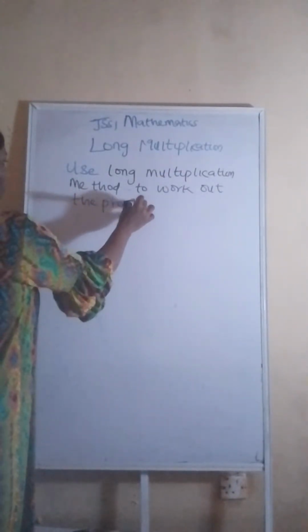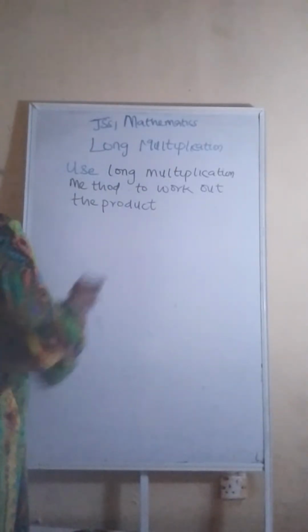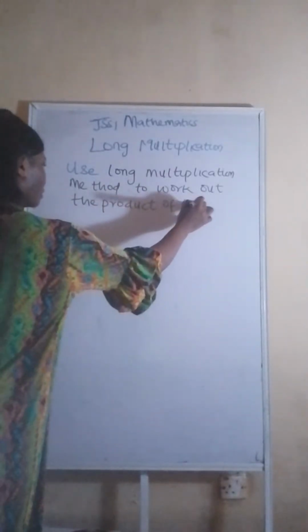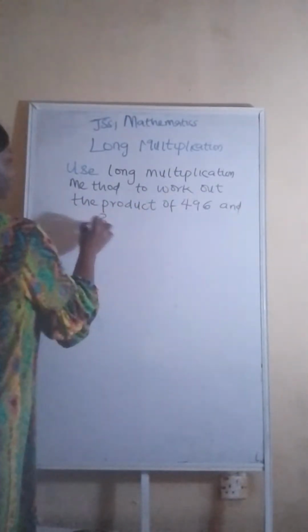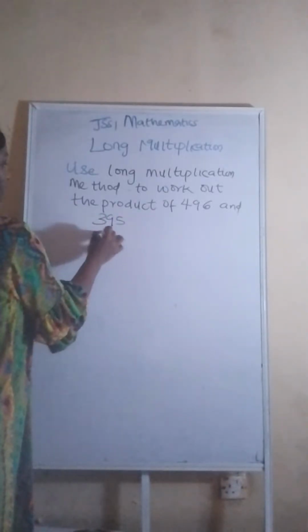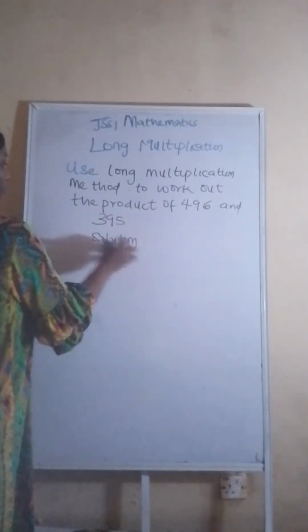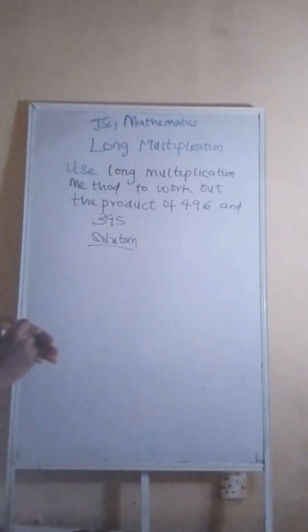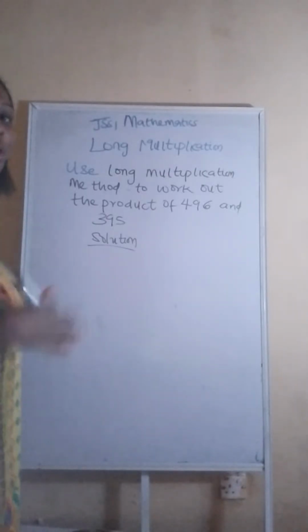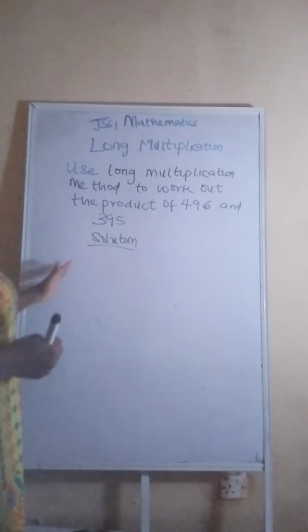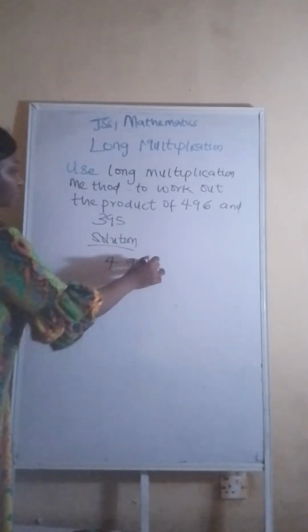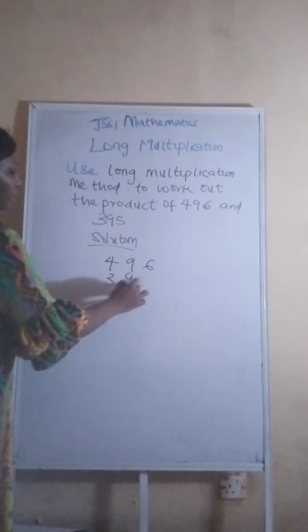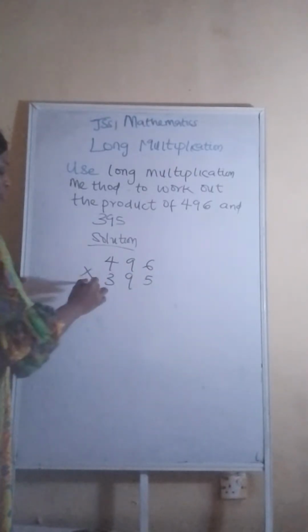So now I want to use long multiplication to work out this product, which is 496 and 395. Please, while solving this, ensure you look at me very well, because at a point this might confuse you, but calm down. Don't worry, I am here for you. So we have 496 times 395, and we have to multiply this.